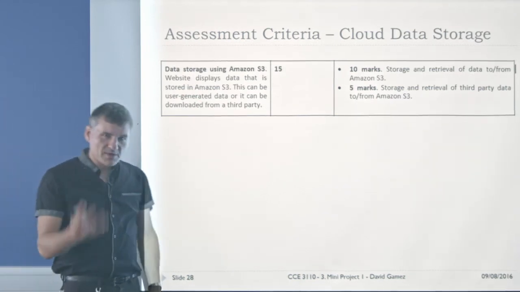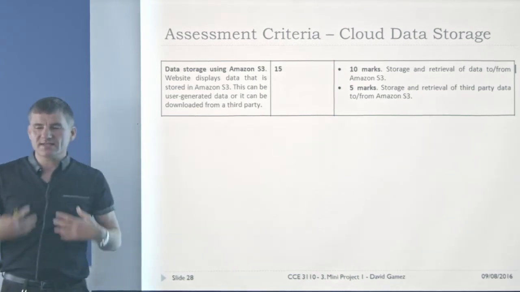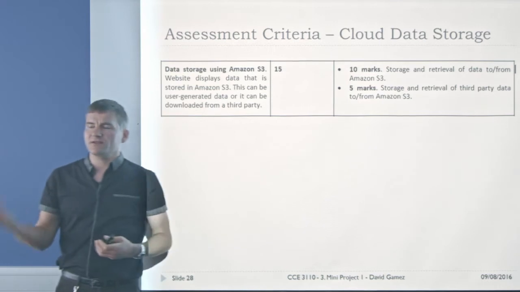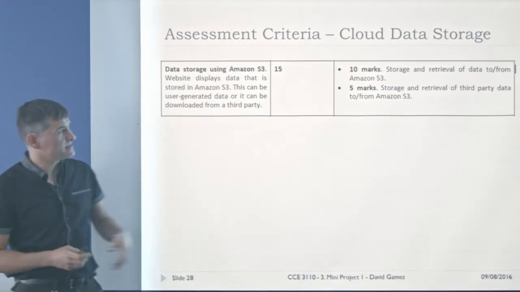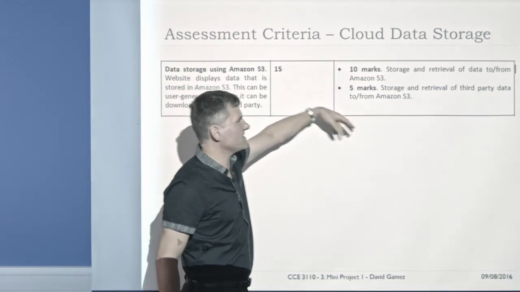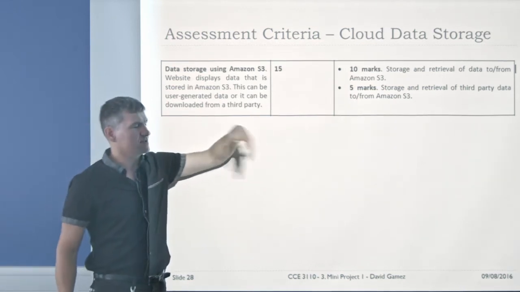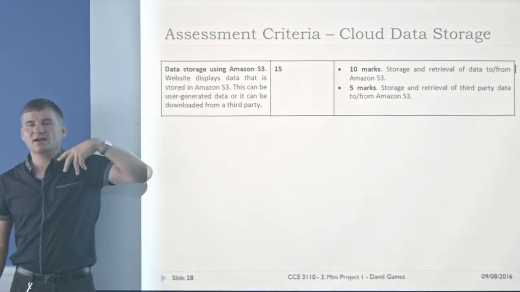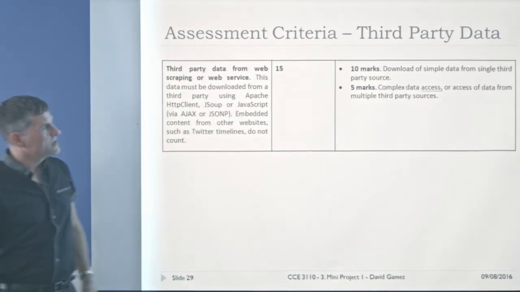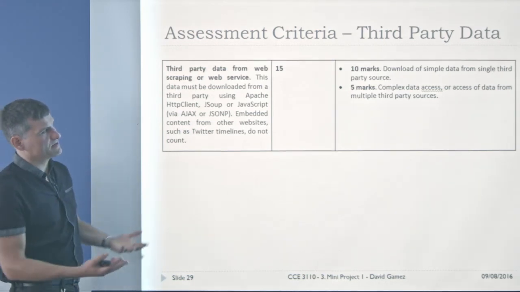Then we've got the cloud data storage. So I'll give you 10 marks for storing any old data in S3, Amazon S3. So this could be like user data, whatever you like. It doesn't really matter. And then there's an extra 5 marks if that data is actually the third-party data. So I recommend that you use S3 to store and retrieve third-party data, and then you get the full 15 marks for that. And then we've got 15 marks available for storing and retrieving third-party data.